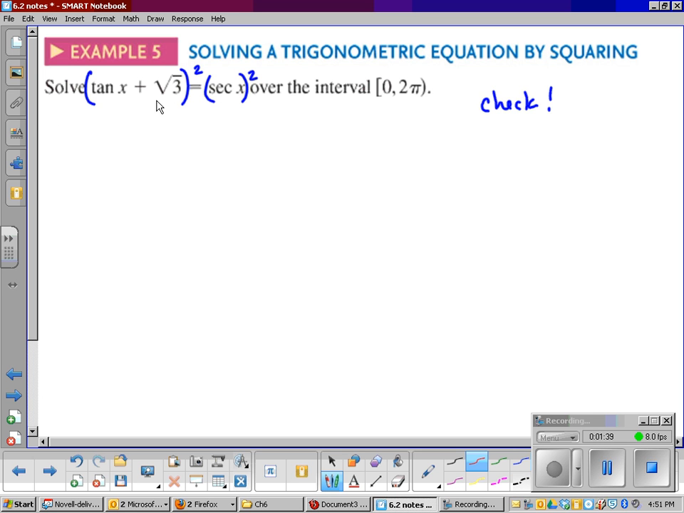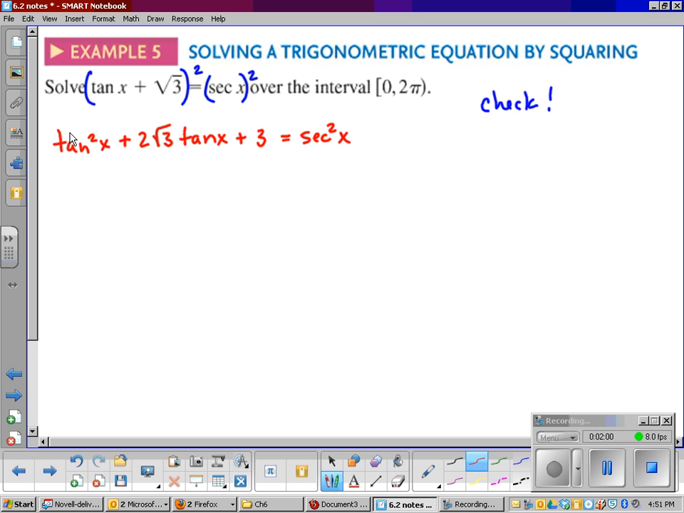First thing is to square this binomial. So square the first and you get tangent squared. Multiply these two together and then double it, and you get 2 times the square root of 3 times the tangent of x. And then square this term. Square root of 3 squared is just 3. And that equals just secant squared on the other side.